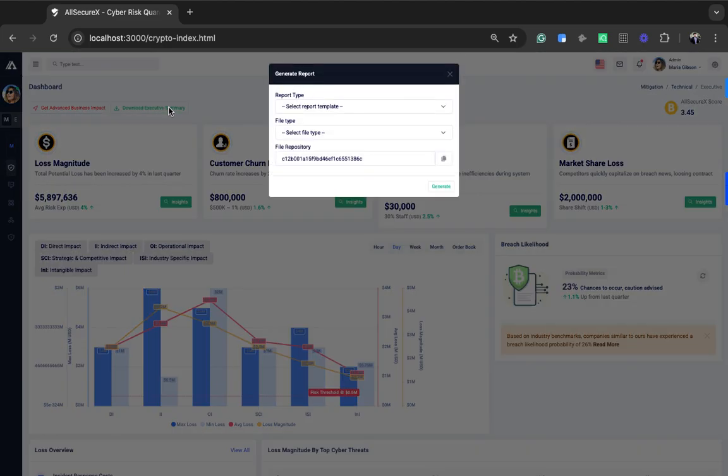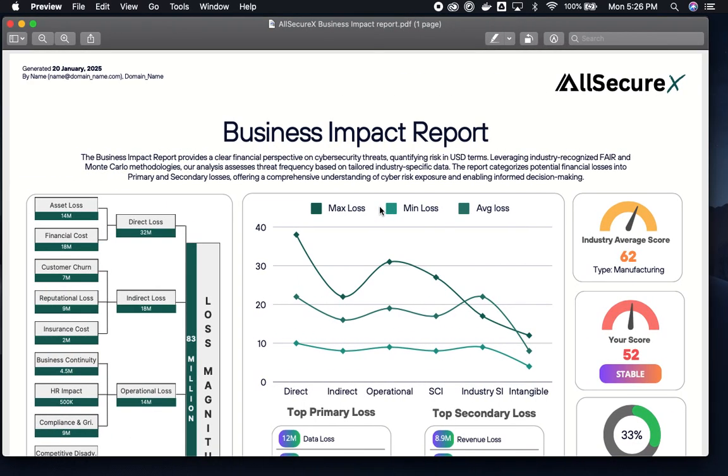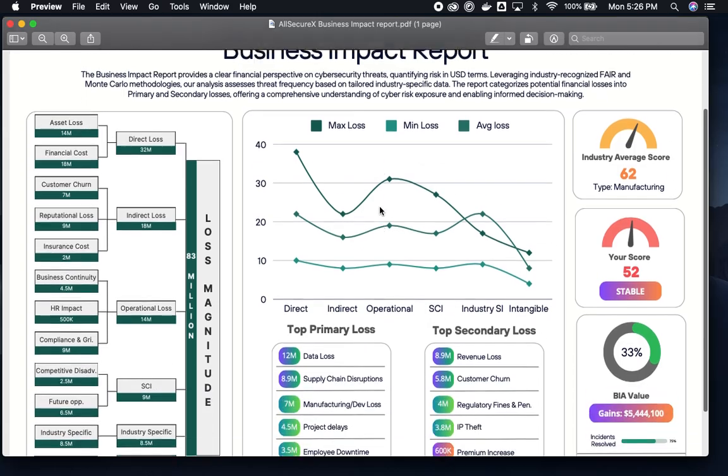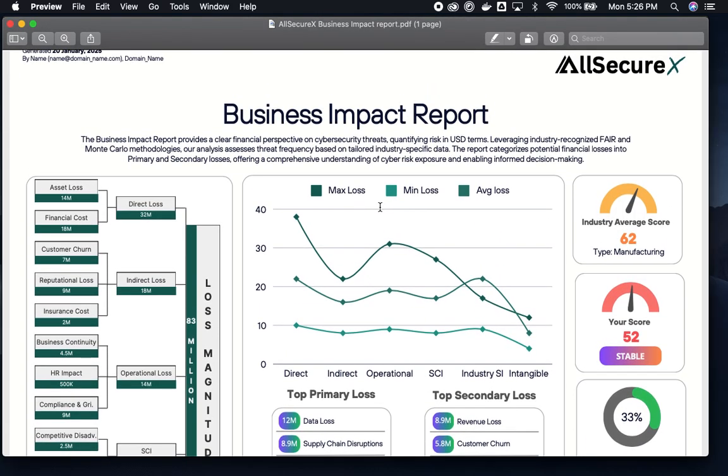Similarly, you can download the executive summary here with the report type. For example, you have a board of directors report here, the cybersecurity program, the CISO overview, the file type in PDF, and you can just click on generate, and the report will be generated. So this is the report which is there. That's a single page report to give you a better understanding.